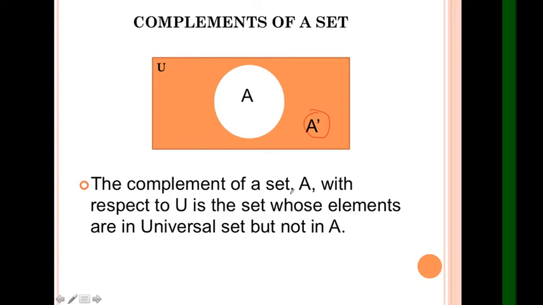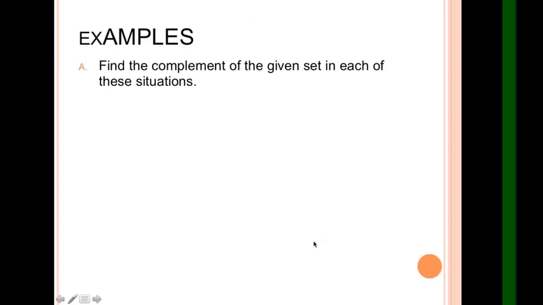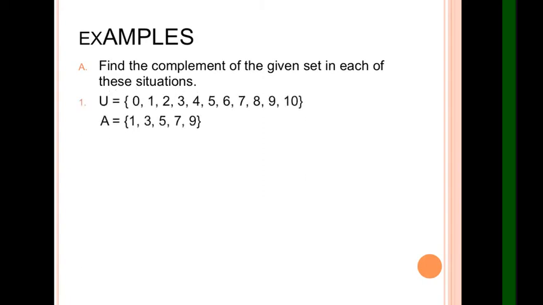So, the complement of a set A with respect to U is the set whose elements are in the universal set but not in A. So, magbigay tayo ng halimbawa. Examples: find the complement of the given set in each of these situations. Halimbawa, this is the universal set: 0, 1, 2, 3, 4, 5, 6, 7, 8, 9, 10, and this is the set A: 1, 3, 5, 7, 9.